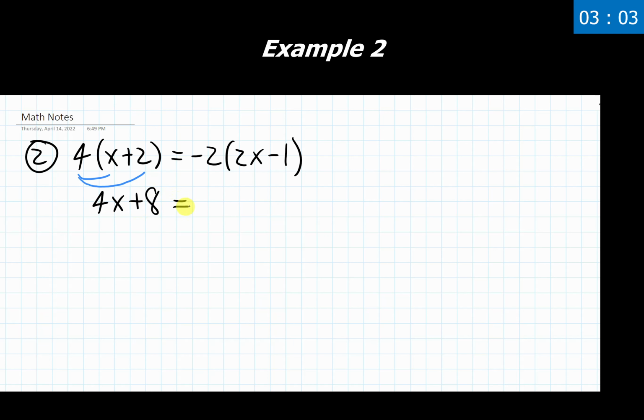I can't combine anything else together. One's a variable, one's a constant. They have to stay separated. That's fine. We got as simplified as it can be. On the opposite side, I have negative 2 times 2x minus 1. This negative 2, the 2 and the negative sign are going to distribute through to everything inside the parentheses.